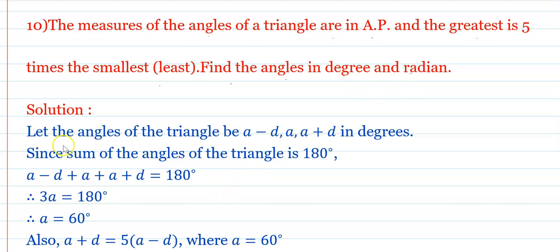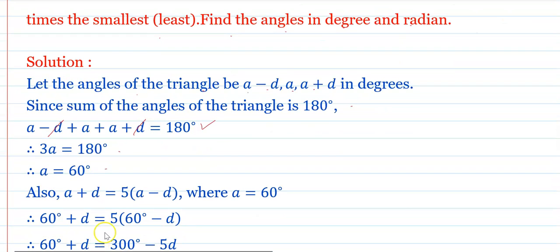The first is, let the angles of the triangle be a minus d, a, a plus d in degree. Okay. And the sum of the angles of the triangle is 180. A minus d plus a plus d is equal to 180. This d gets cancelled. You will get 3a is equal to 180. A is equal to 60 degree. Next, a plus d is equal to 5 times a minus d.